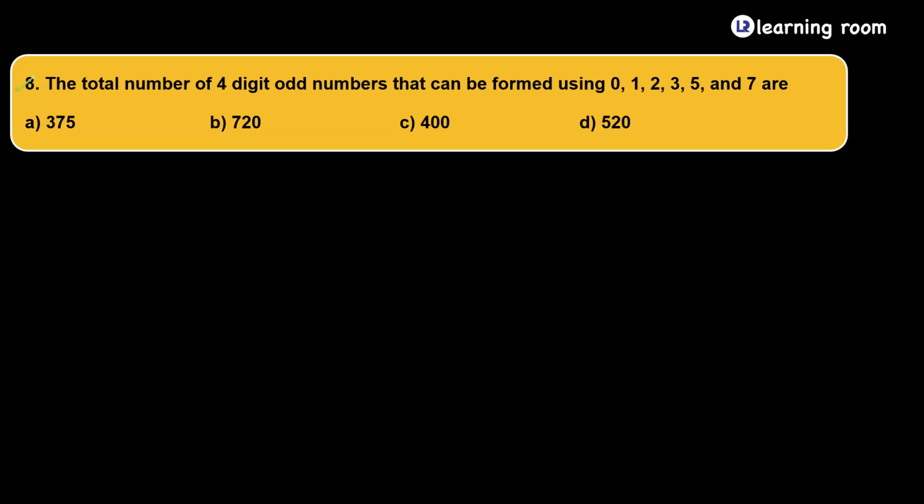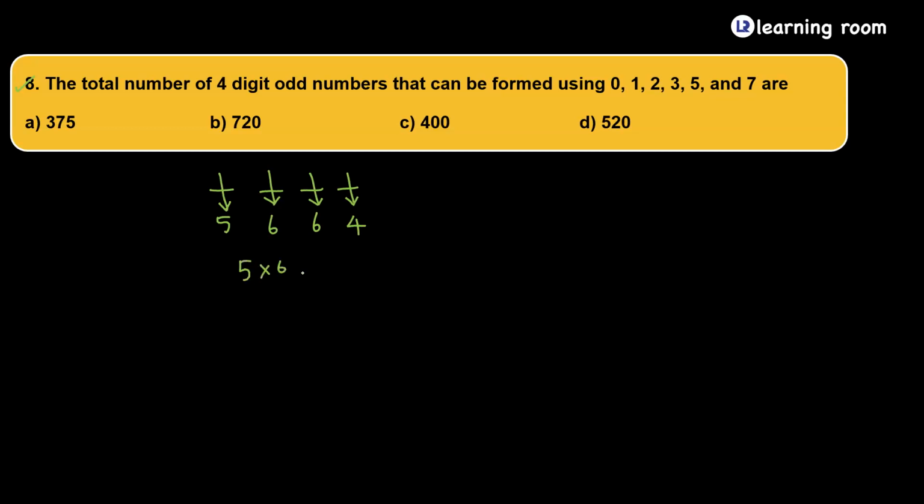So the question says the total number of 4-digit odd numbers that can be formed using 0, 1, 2, 3, 5, and 7 are. Okay. So you want a 4-digit odd number. Obviously the first place cannot be 0, so you can use any of the 5 here. What can you use here? You can use any of the 6, and here also any of the 6. But in the last place you can only use 4, because 0 and 2 should not be used, since it's supposed to be an odd number. So 5 into 6 into 6 into 4.